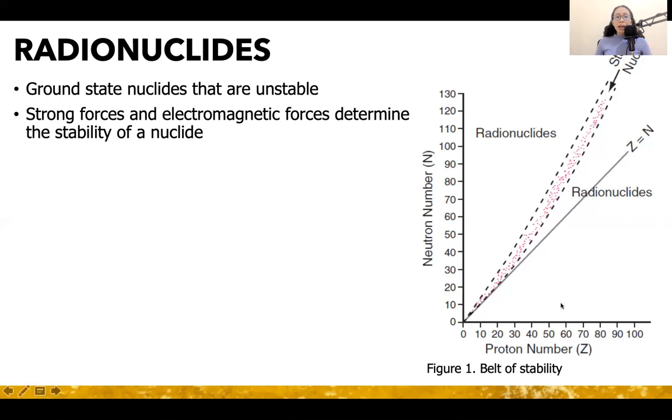Okay? Another thing that we notice in this plot is that at low proton numbers and low neutron numbers, they are almost equal, or in fact, they are equal, right? For very low numbers. But as we increase the number of protons, we actually need even more neutrons to provide the strong forces. That is why your belt of stability deviates from the x equals y line, this one. Okay?